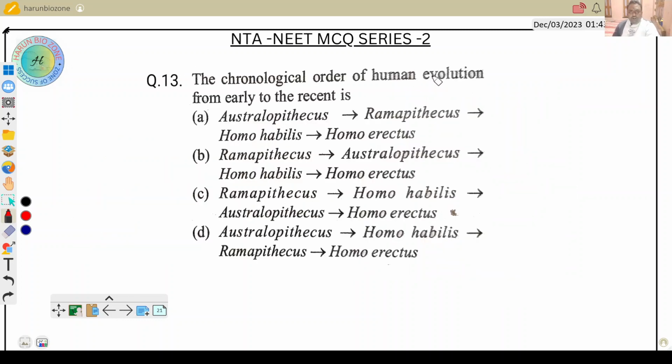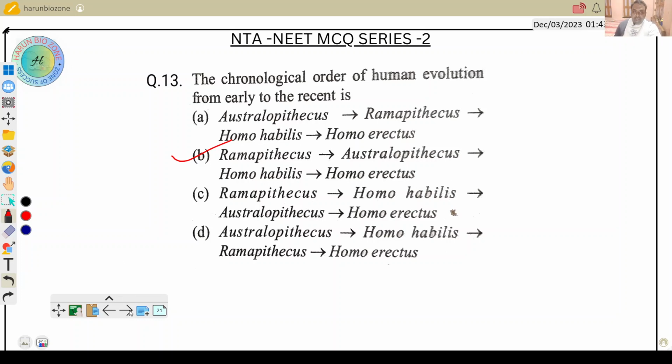Next, the chronological order of human evolution. Australopithecus, Ramapithecus, Homo habilis, Homo erectus. Ramapithecus, Australopithecus, Homo habilis, Homo erectus. Ramapithecus, Homo habilis, Australopithecus, Homo erectus. Australopithecus, Homo habilis, Ramapithecus, Homo erectus. Here the right answer is Ramapithecus, then Australopithecus, then Homo habilis, Homo erectus. This Ramapithecus is the common ancestor of monkey, chimpanzee, ape and human.